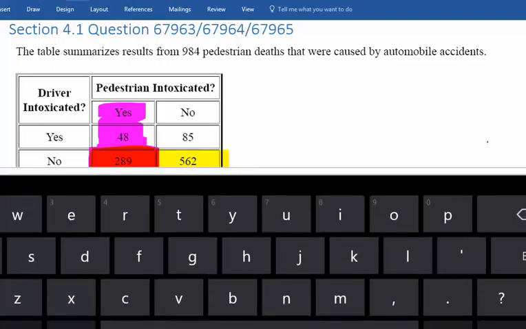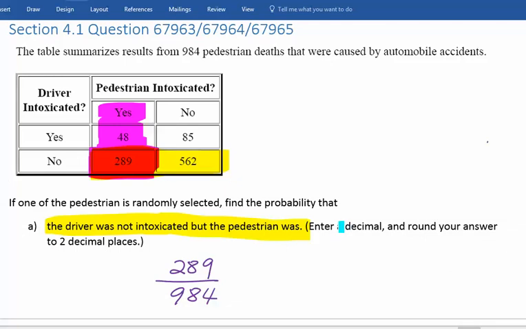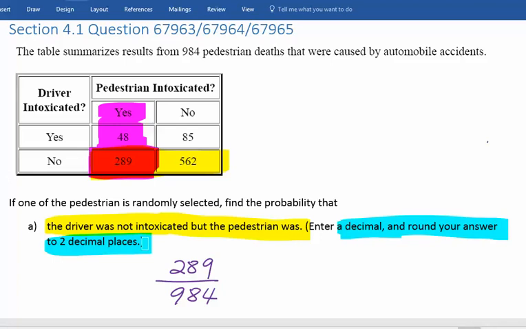Just want to point out that the final answer needs to be in decimals, and you need to round your answer to 2 decimal places. Okay, so that is the first question.